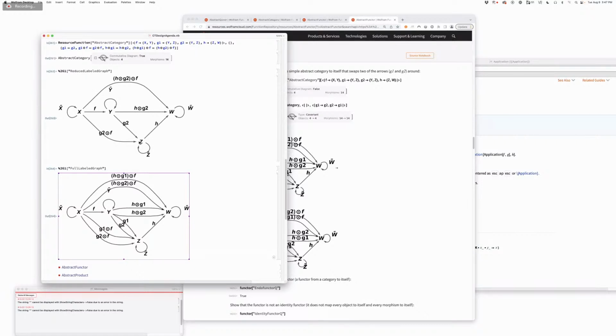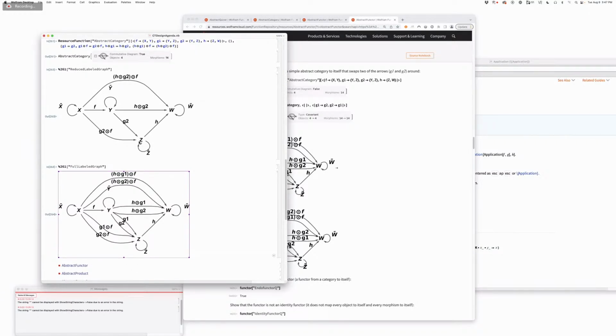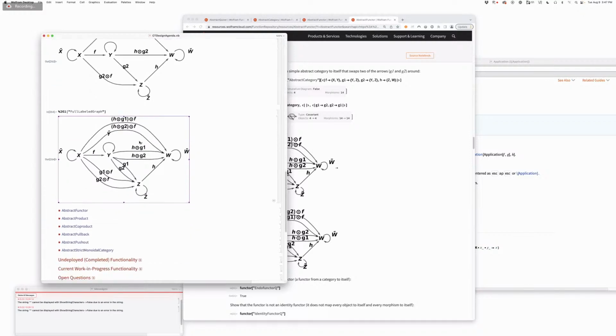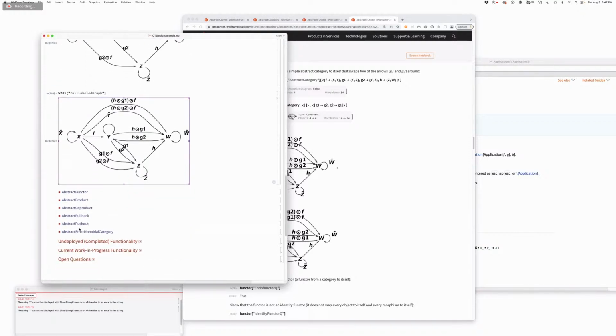So, okay. I think this is going to be clearer when we actually go to concrete categories, which hopefully we're about to do.